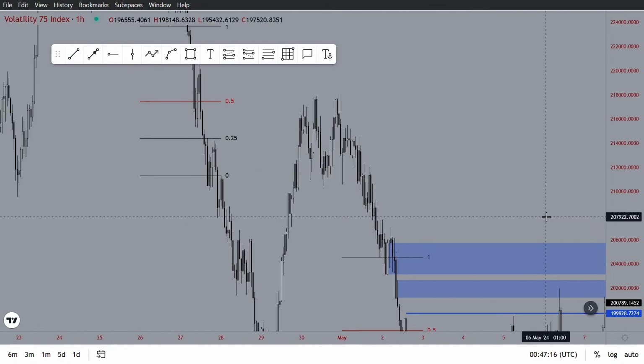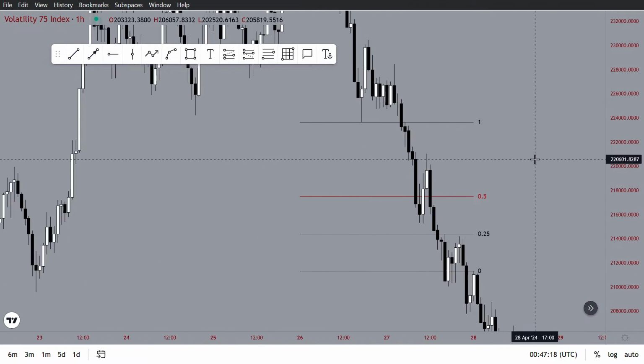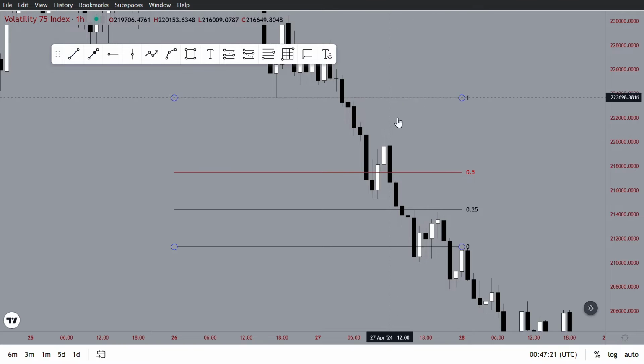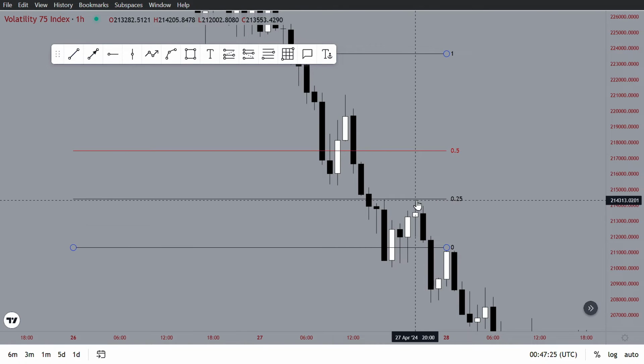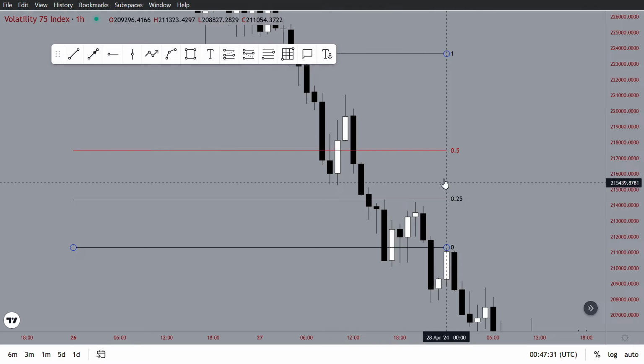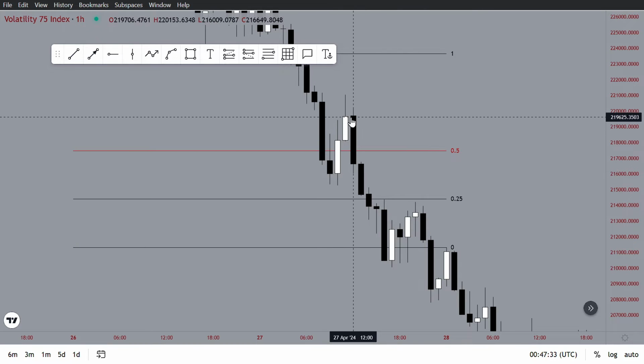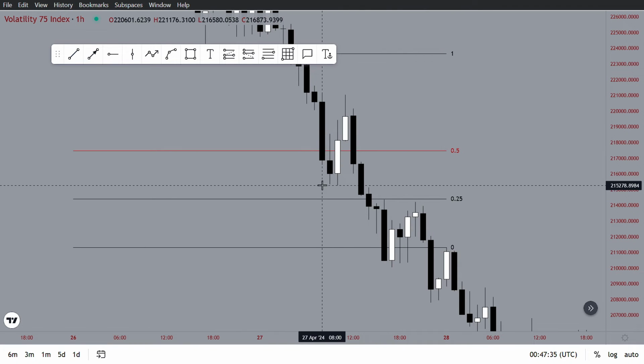Now let's check the last zone that I have here. Okay, another daily fair value gap, right? We are going to look above 25% for order blocks that are fresh and untested. Okay, above 25%, the first order block I see is this, very fresh, not tested. You can see we didn't test it at all.